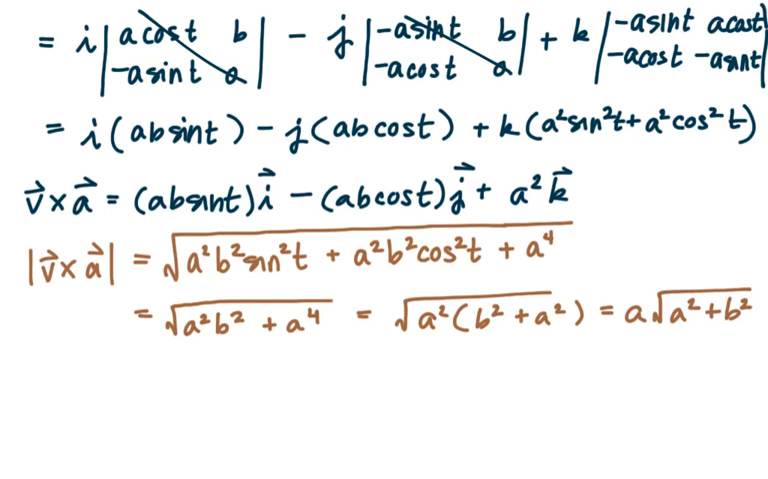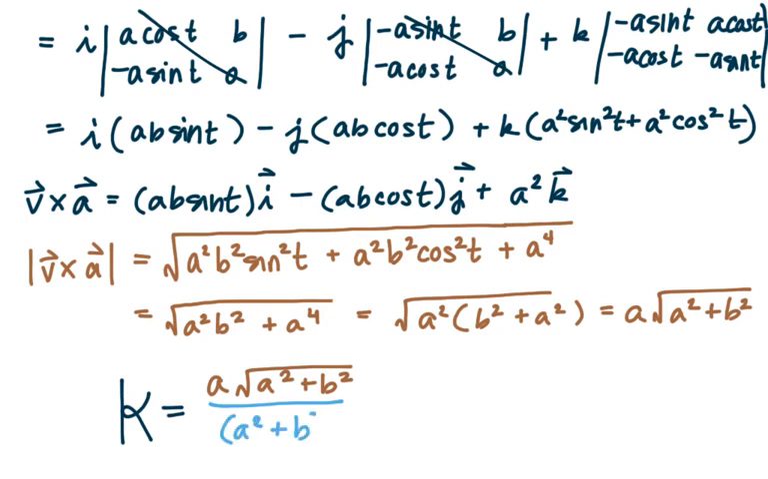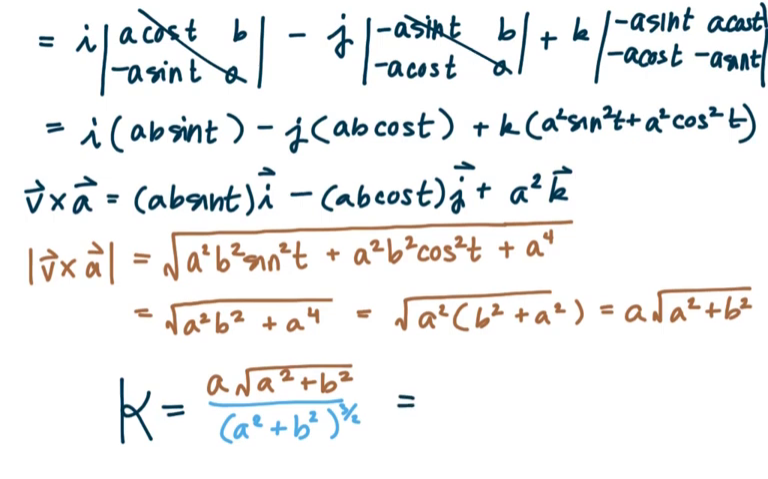Therefore, my curvature, kappa, is this A times the square root of A squared plus B squared divided by the magnitude of V squared, which we said was A squared plus B squared to the 3/2. Now, if we look at simplifying this, this is a 1/2 power minus a 3/2 power. That's just going to give me a 1. So I'm going to organize that better: A over A squared plus B squared.